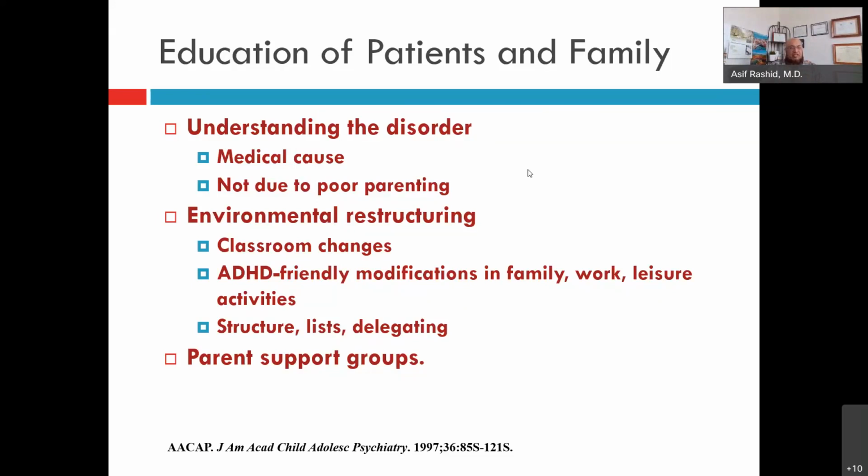We need to understand the causes, which can be medical, environmental, or genetic. All these causes can be a part of the etiology. It is not due to poor parenting. So parents have to stop blaming themselves because the kid has ADHD and cannot control themselves, or because they had ADHD or somebody else in the family has it. It's not their fault. This is a disease just like any other disease. If you develop diabetes or hypertension, it's nobody's fault. This is a disease that you have. Now you have to deal with the treatment, and you don't have to play the blame game about whether it's because of you or us. So, environmental restructuring.